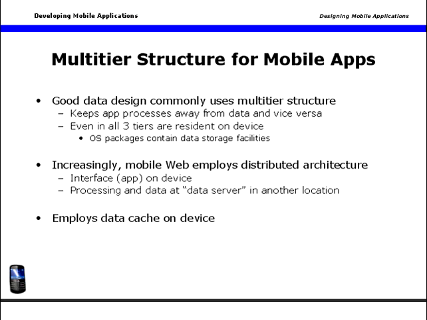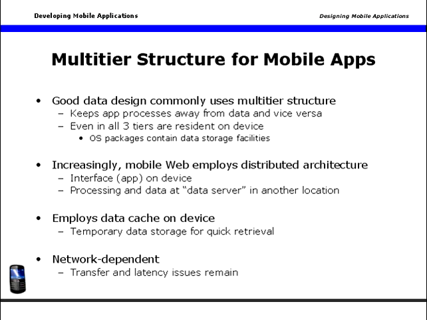To best manage data, most mobile apps employ the data cache that exists on the device, a temporary data storage for quick retrieval. One of the major data constraints for mobile applications is that the apps are still network dependent, and transfer and latency issues remain. This has been a brief introduction to data structure and data tiering.